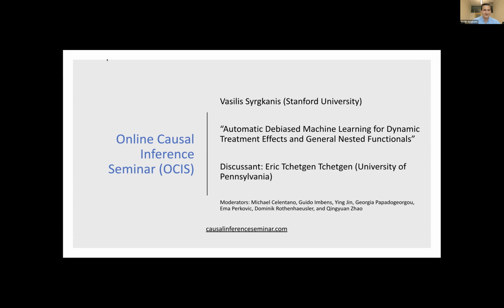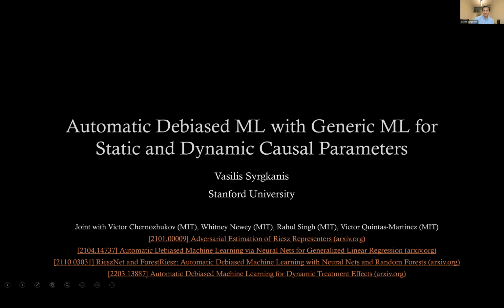Great. Thank you very much for inviting me. It's a great seminar, and I'm very happy to present. So today I wanted to talk about a recent line of work that we've been working on: automatic debiased machine learning with generic machine learning for static and dynamic causal parameters, building up to the paper that's associated with the talk, which is on automatic debiased machine learning for dynamic treatment effects. I'll spend quite some time building up to that framework and giving an overview of these first few papers so that people can understand the more general framework that's presented in the most recent paper.